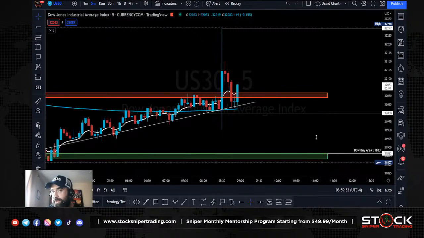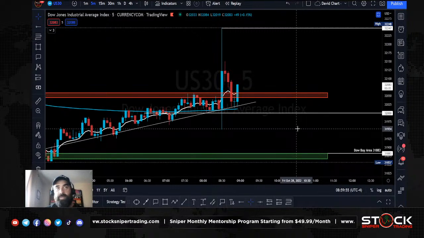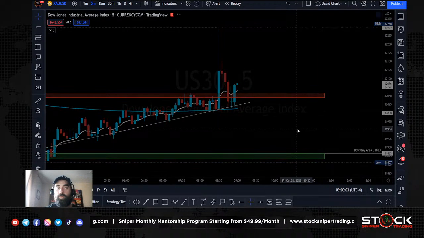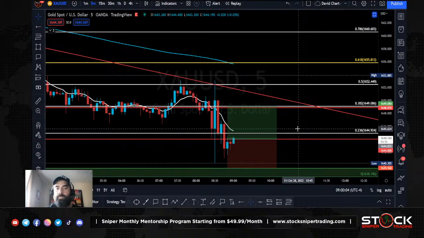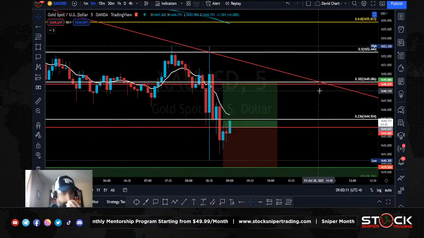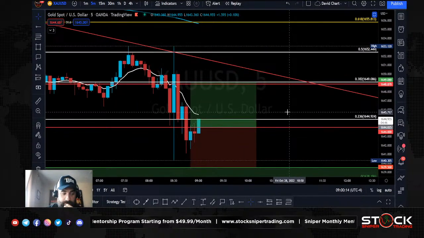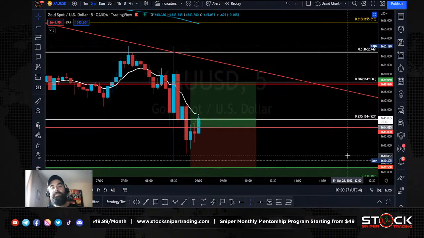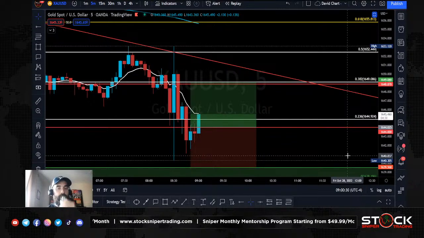We've just got one more minute till the new 9 a.m. candle opens up, and we'll go from there. Let's see how she's going. Right at the 236 fib level, guys. Right at the 9 and that fib. If we break above here, we can maybe start to get some volume.